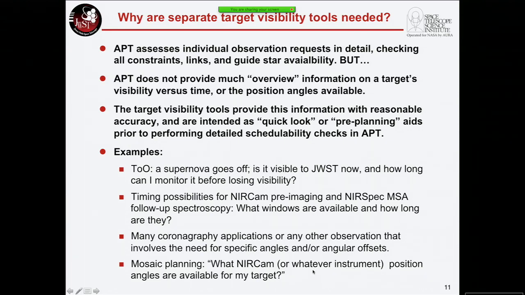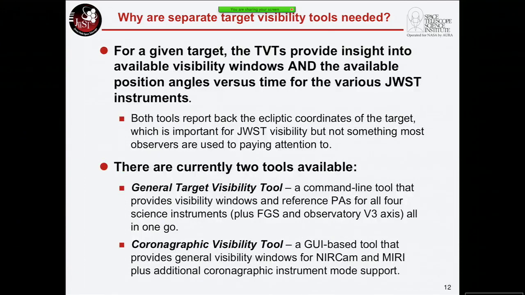And then really just basically anytime that you want to know if you have to constrain the angles of a mosaic or whatever for NIRCam or MIRI or anything, what are the available position angles for my target? The tools provide both visibility windows and looks into the position angle availability.